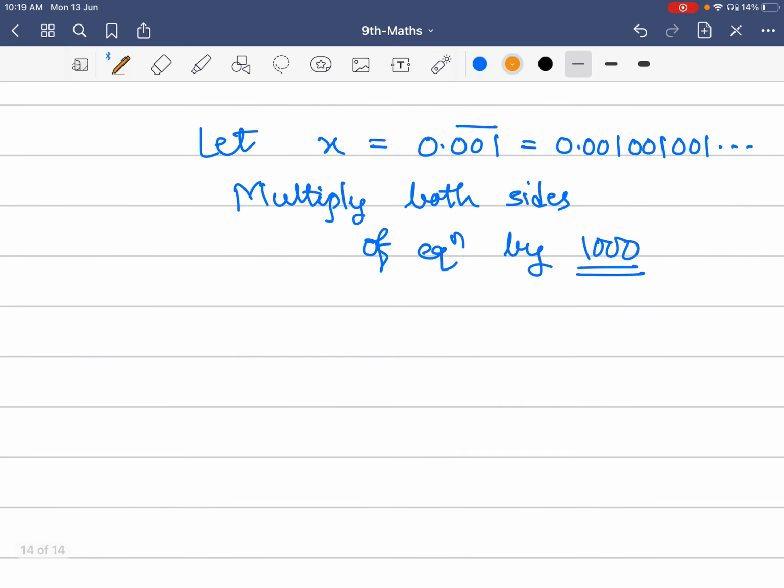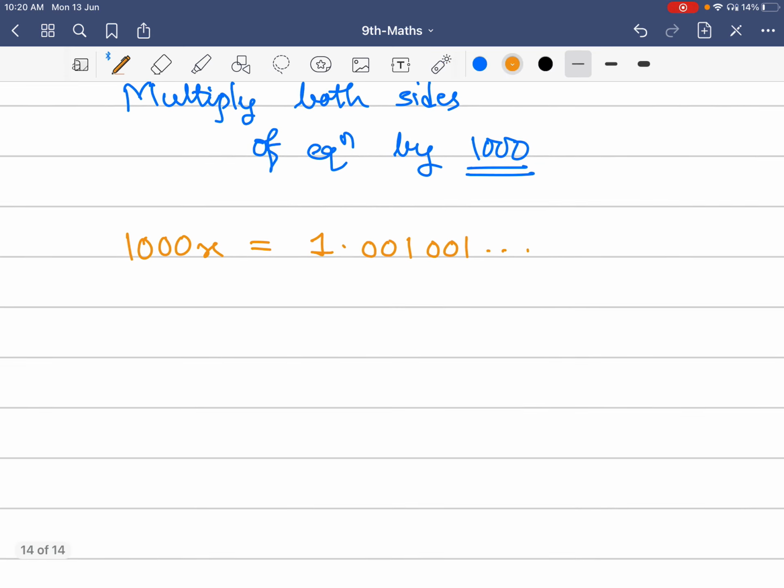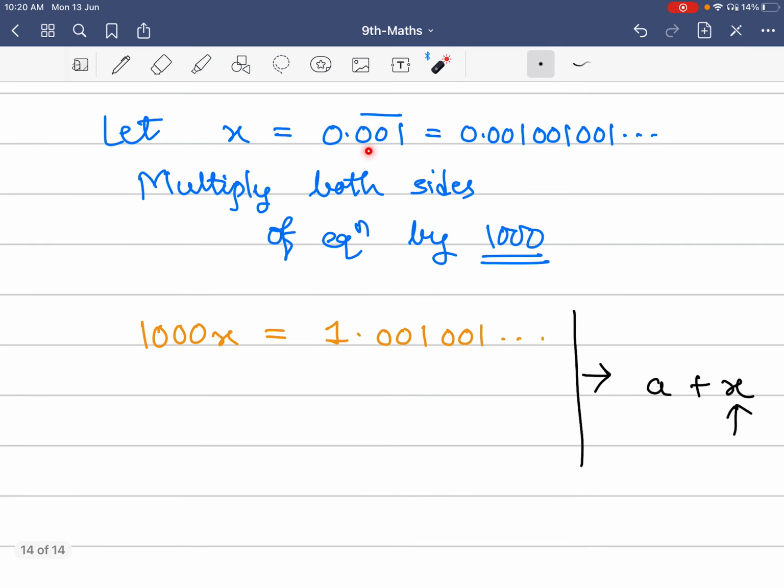By doing that, what we get is 1000x equal to 1.001001 dot dot dot. Note this decimal will shift by 3: 1, 2, 3. After multiplying by 1000, my decimal will come here, so it will be 1 point this thing. Now once we get this, we express our right hand side in the form of a plus x. This x has to be the same x that we started with.